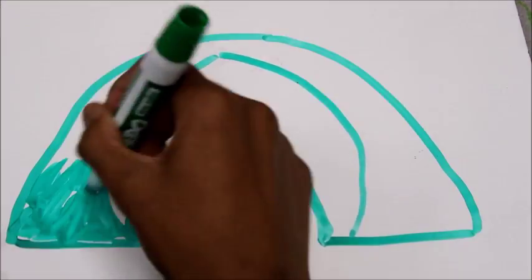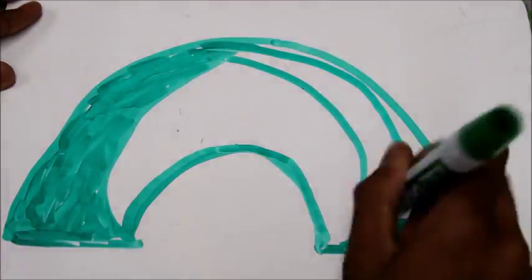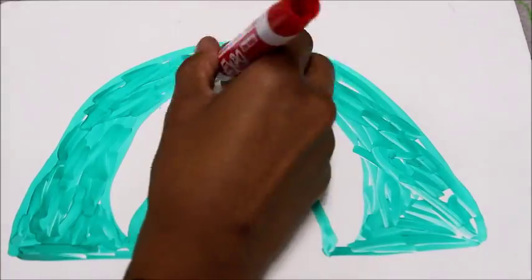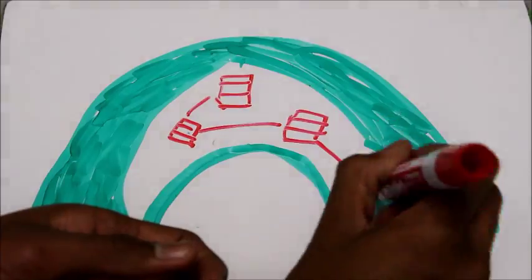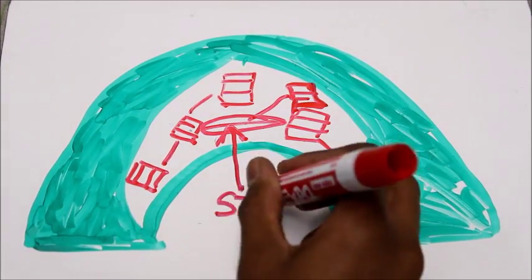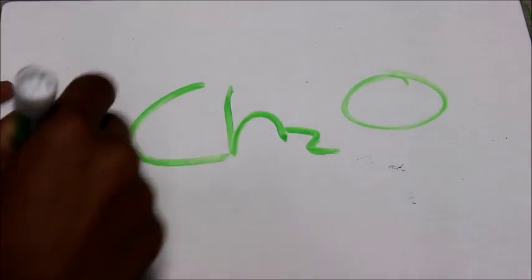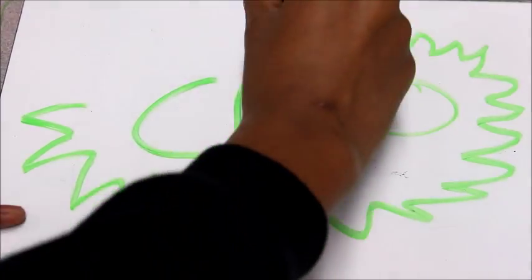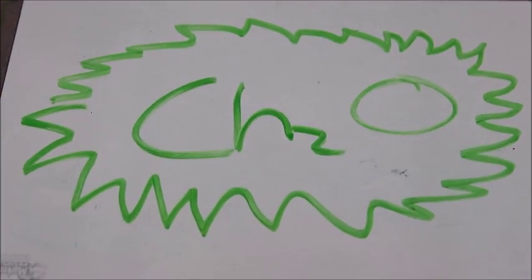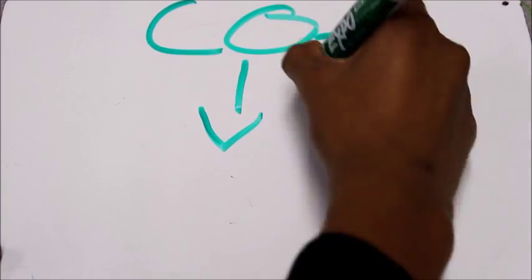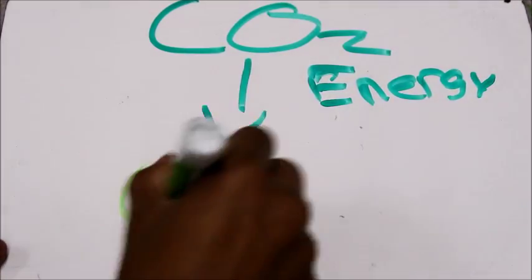Next is the light-independent reaction, which takes place in the stroma. What we're going to do is add CO2 to the cycle, and our final product is going to be glucose. CO2 is combined with ATP and NADPH, which is our energy source, and that's how we get our final product, glucose.